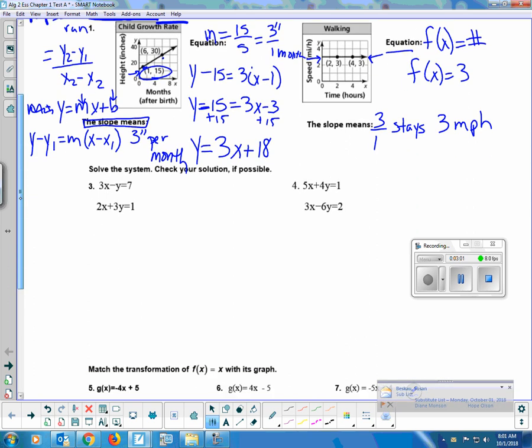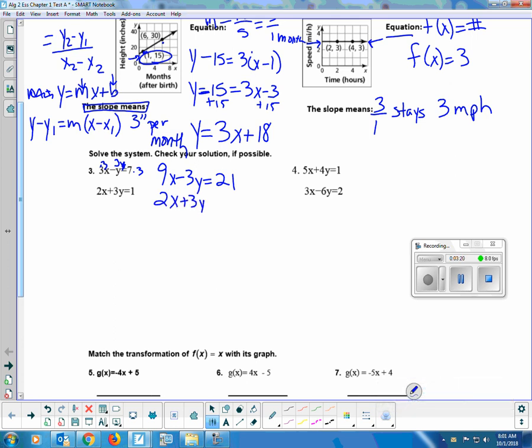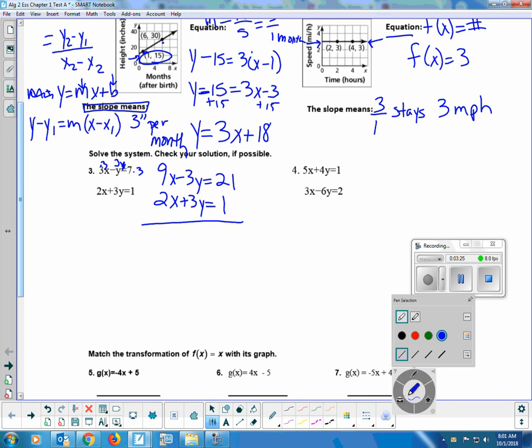I'm going to do number 3 by elimination. I see that if the y were 3y, the y's would cancel. So I can go ahead and multiply everything by 3. So I'd have 9x minus 3y equals 21. And I'm going to keep this one the same. These are going to eliminate when I add them. 9x plus 2x is 11x equals 22. So my x value must be 2.